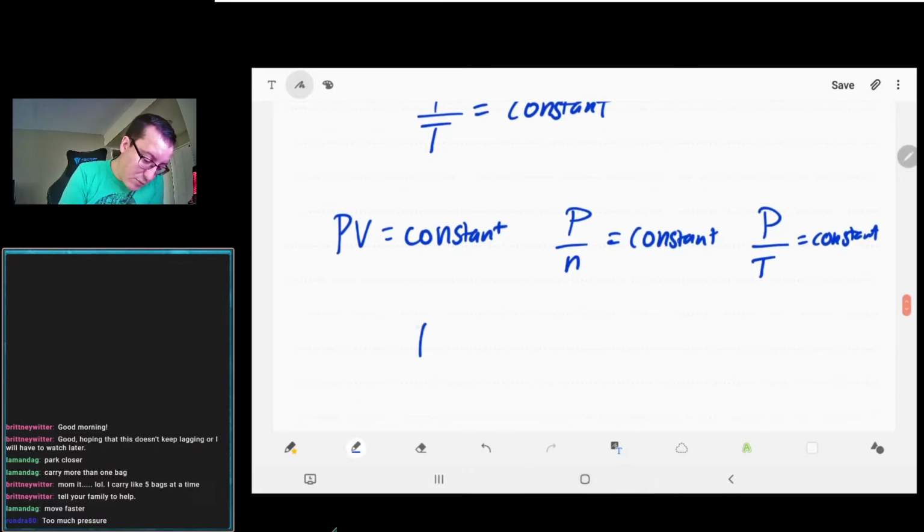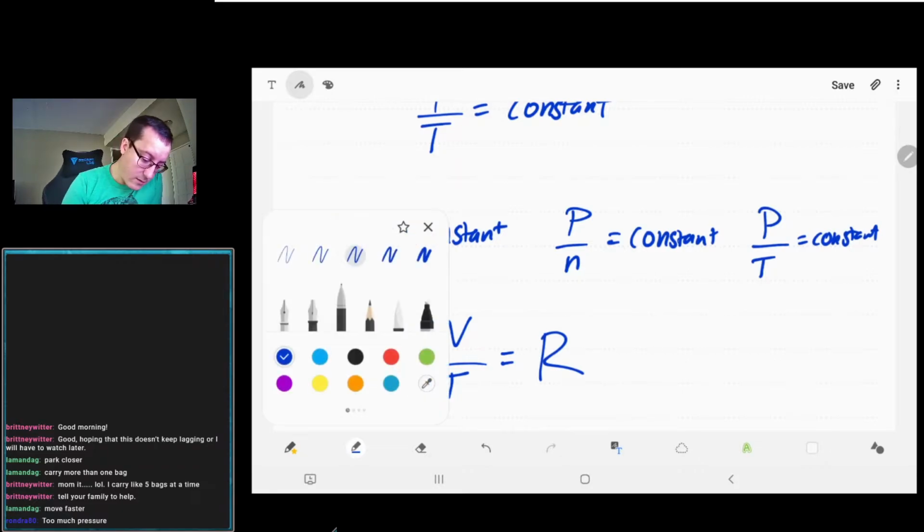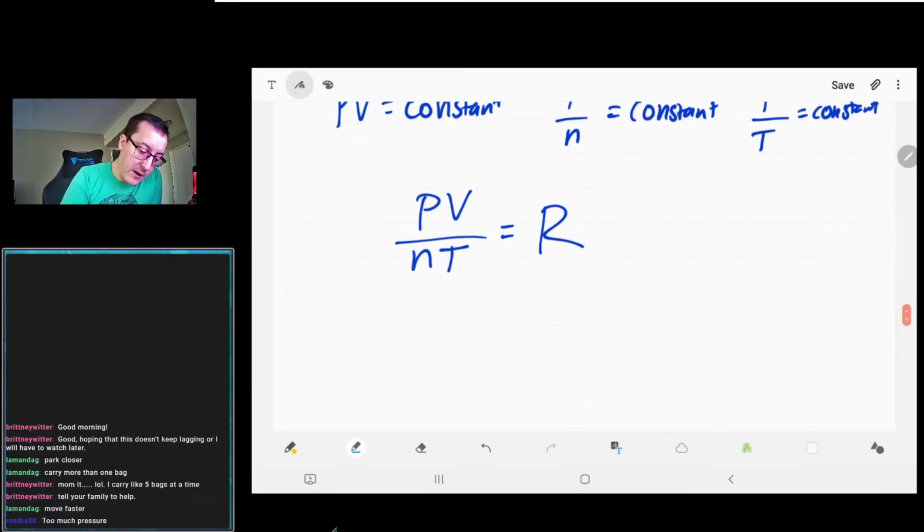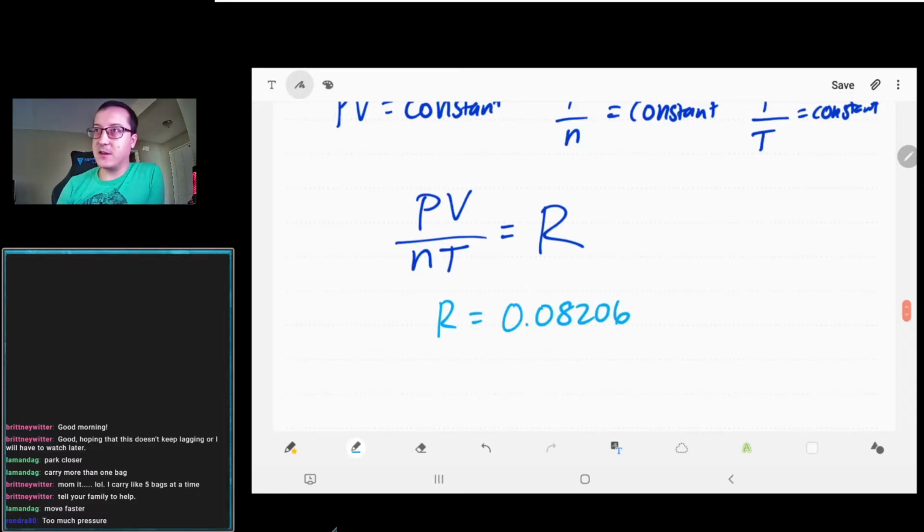So we know that pressure times volume is constant. We know that pressure over moles is constant. And we know that pressure over temperature is constant. And so we're going to be able to see this is a special constant called R. And this time, we know what R is. R is this lovely number, 0.08206. The units for this are liters times atmospheres divided by kelvins times moles.